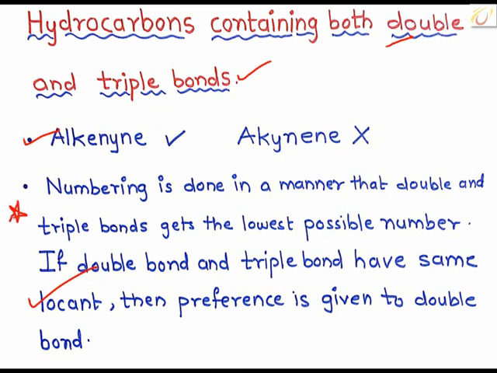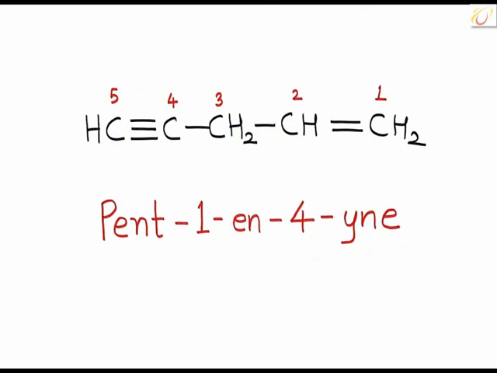While numbering the chain containing double and triple bonds, start numbering from the end which is closer to the multiple bond. That multiple bond can be a double bond or a triple bond. But when there is a tie in the locants of double bond and triple bond, give preference to double bond. For example, in this case, there is a tie in the position of double bond and triple bond. If we number it from RHS, double bond has locant 1. If we number it from LHS, triple bond has locant 1. So when there is a tie, give preference to double bond. That's why it is numbered from RHS.